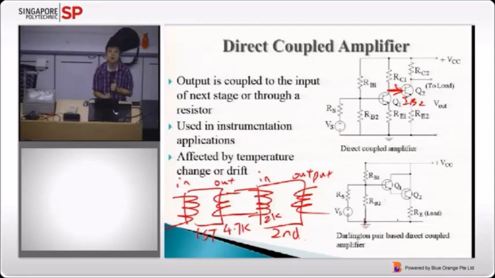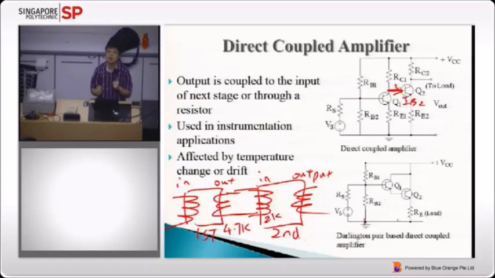Now, the advantage, as I just mentioned: because it is direct, there's nothing in between, so the cost is very cheap. So that is the advantage. The disadvantage is the change of the Q point, because it will affect your second stage Q point. And also, as I just drew, the impedance doesn't match between the two stages, so you will not have maximum power transfer. So in terms of performance, it is not so good.